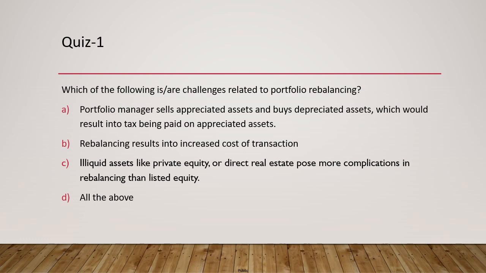Rebalancing results in increased cost of transaction, which is also correct because you have to buy and sell, and buy and sell means you will have to pay brokerage. Illiquid assets like private equity or direct real estate pose more complications in rebalancing than listed equity, which is true because if you have to sell real estate, the costs are very high and the time frame is longer. So as a result, the answer that we are going ahead with is D, all of the above.